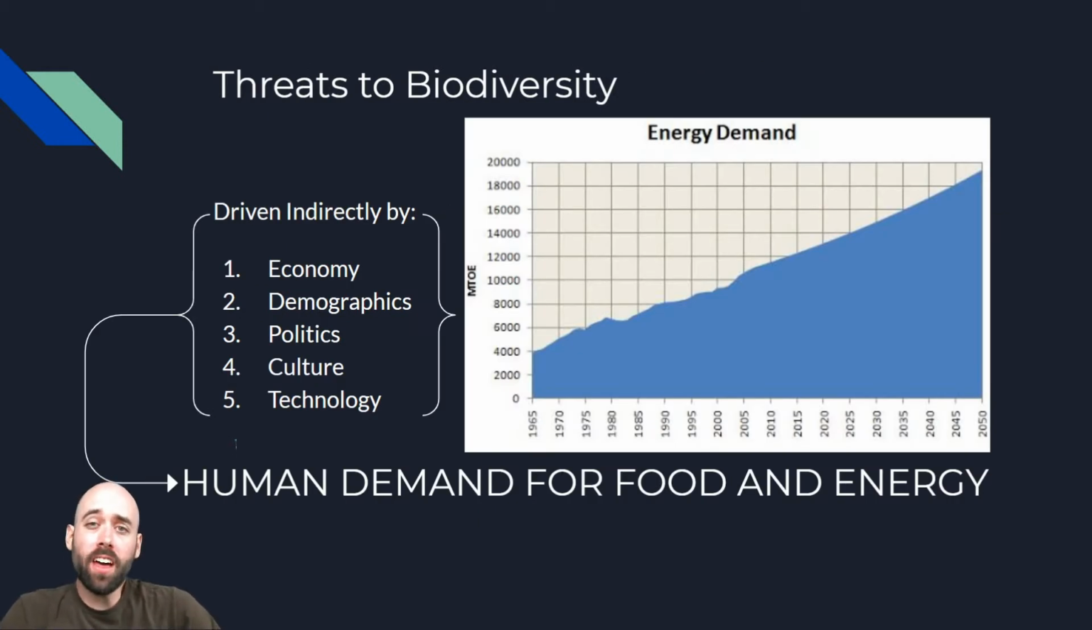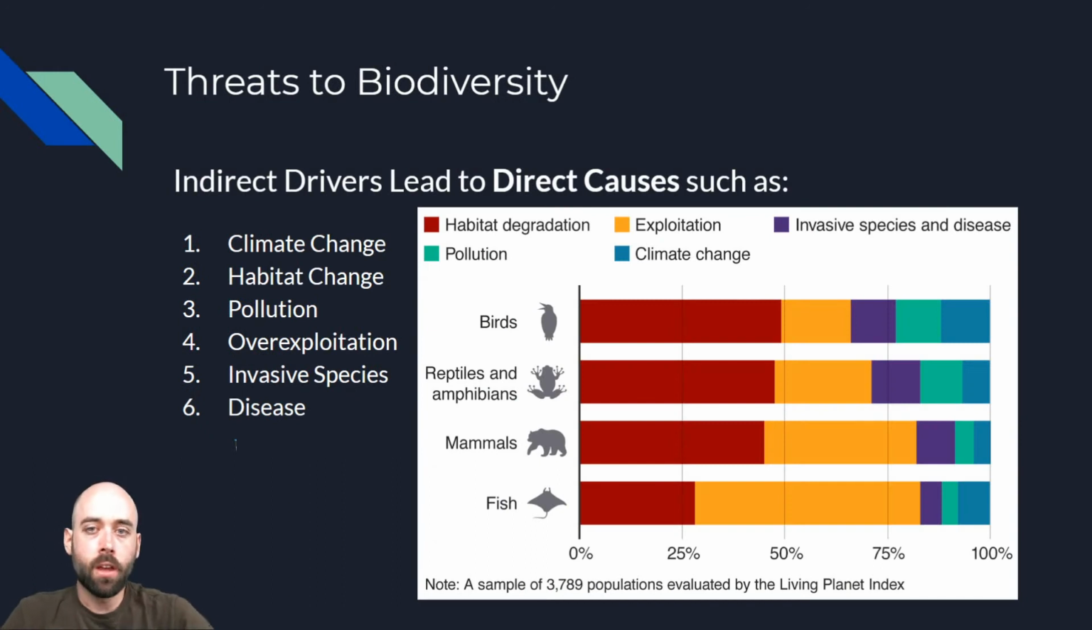So, what is it that threatens biodiversity in a region? Well, some of the main indirect drivers of these threats are things like economics, demographics, politics, culture and religion, and technology. But basically, what they all boil down to is a human demand for food and energy. So, these indirect drivers lead to direct causes such as climate change, habitat change, pollution, overexploitation, invasive species, and diseases. And in the next few slides, we'll go over some of those in more detail.